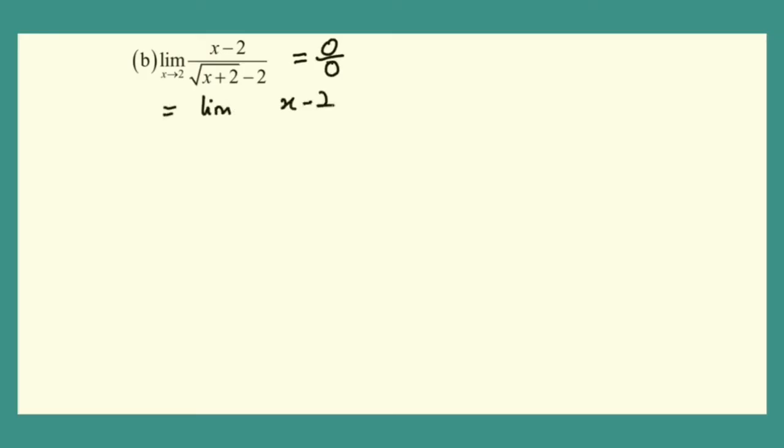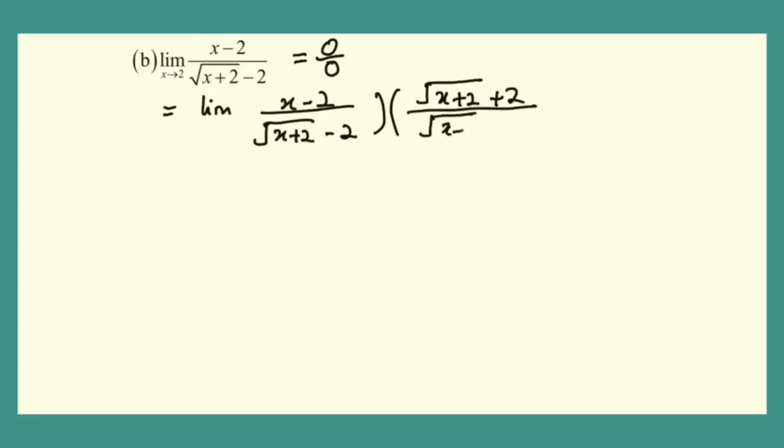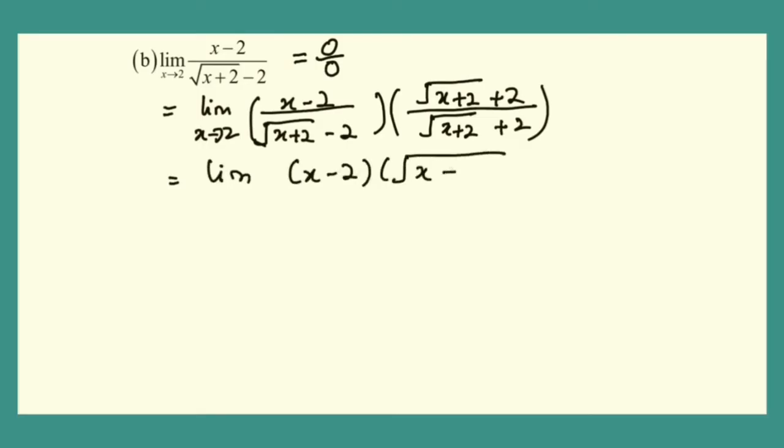For this example, we get 0 over 0 when we substitute x equal to 2. Okay, to solve this, we will multiply by the conjugate for the denominator. The conjugate is (square root of x plus 2, plus 2) over (square root of x plus 2, plus 2) as x approaches 2. For the numerator, here is (x minus 2) times (square root of x plus 2, plus 2).